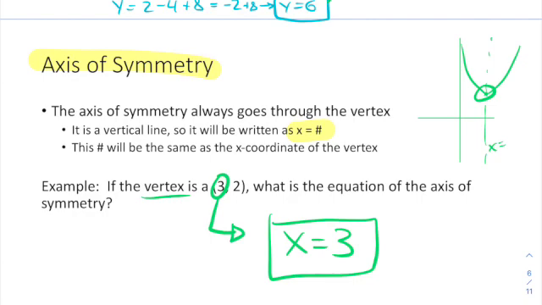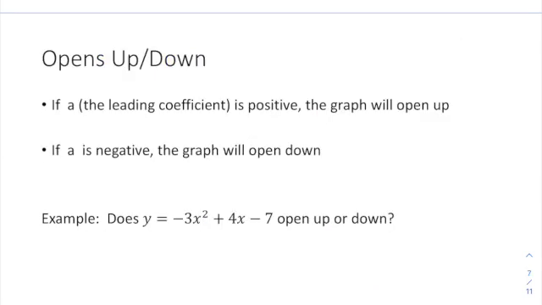So the axis of symmetry for the parabola that has a vertex of 3, 2 is just 3. X equals 3. Now, as we mentioned earlier, a parabola can open down or open up. And this all has to do with a, the leading coefficient. If it's positive, the graph will open up. If it's negative, it'll open down.